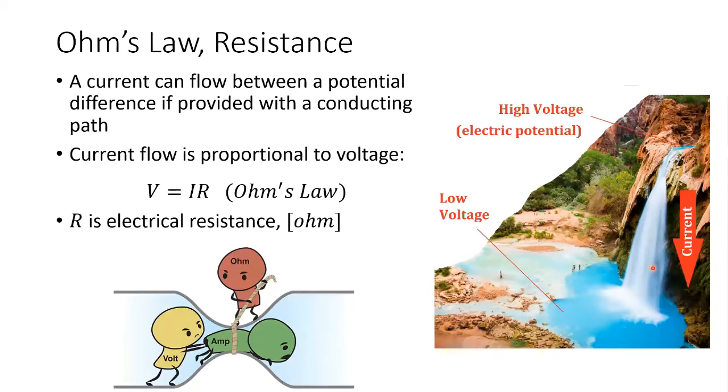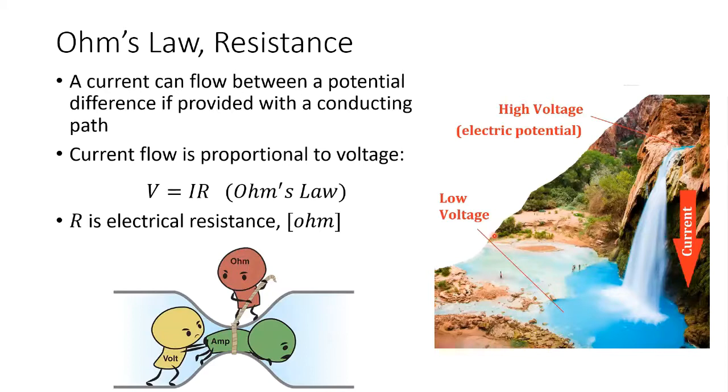Just as if you have, for example, a bowl and a marble. If you put the marble on the edge of the bowl, it will want to roll down. And once it rolls down, it will settle in the bowl where it has the least amount of energy, in its stable equilibrium. A similar thing happens with electric currents. I guess this waterfall is an analogy to this. So current can flow across a potential difference if it's provided with a conducting path.